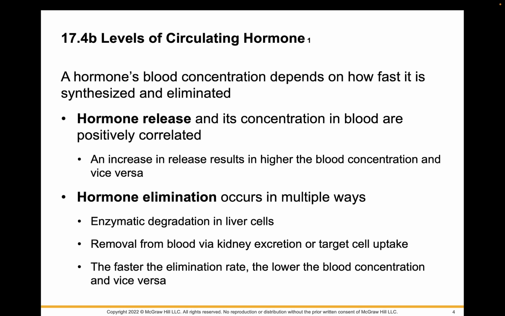One thing to keep in mind here, the faster the elimination rate, the lower the blood concentration, and vice versa. So imagine if there is a problem with the liver, there may be an increase in the circulating level of that hormone because its primary source of being broken down is through enzymatic activity within the liver. So make sure that you're comfortable with understanding that relationship.